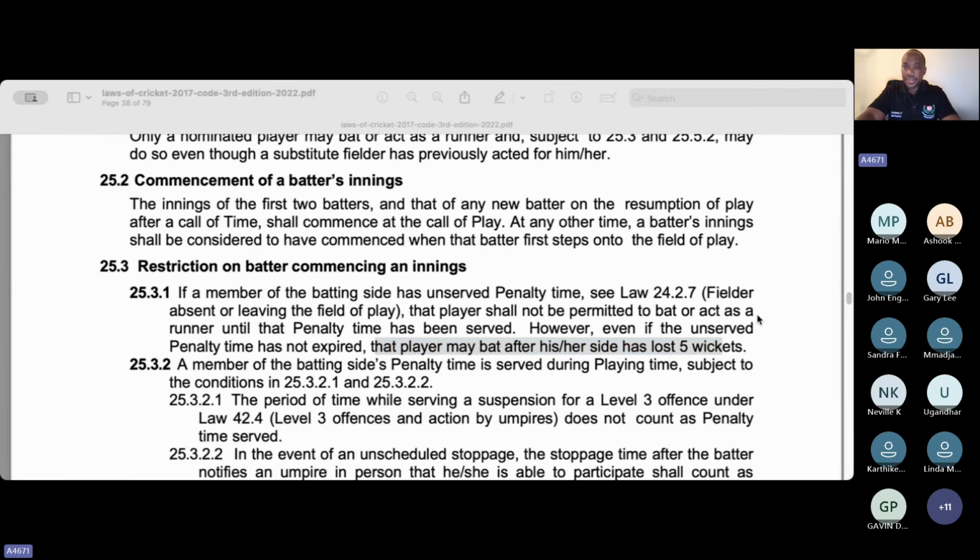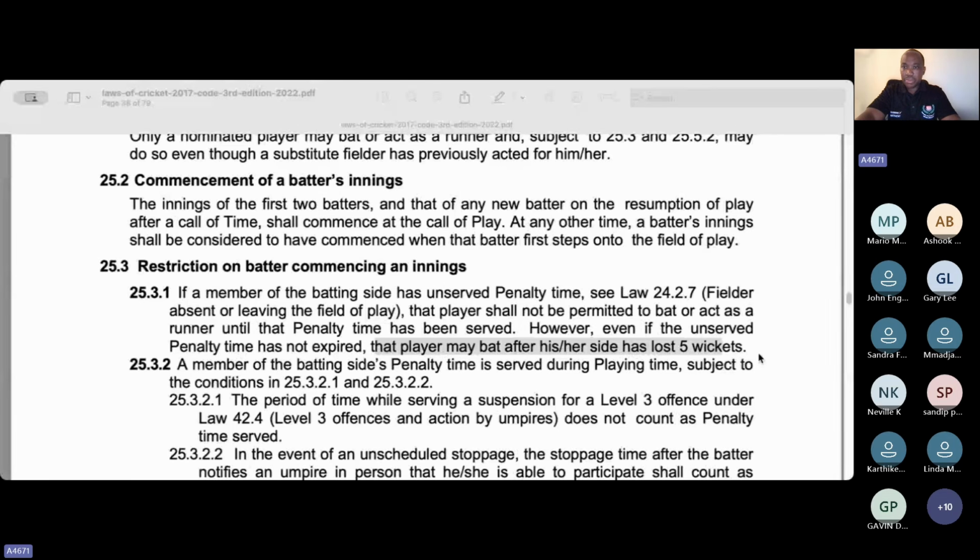B, the 7th wicket falls immediately after the interval for drinks. When does the next batter's innings commence? So the next batter's innings will commence when he crosses the boundary rope to enter the field of play?